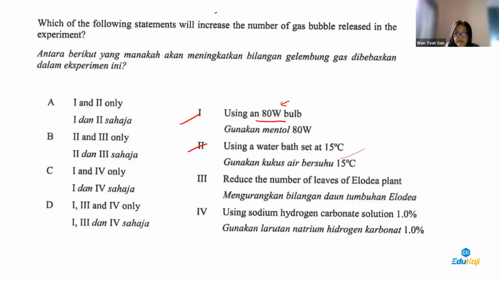To use a water bath that is set at 15 is not correct because you are reducing the temperature. So this factor actually reduces the rate of photosynthesis. Now we want to increase the rate of photosynthesis. So reduce the number of leaves? No, this will not help to increase photosynthesis. The fewer the leaves, the lower the rate of photosynthesis. Using sodium hydrogen carbonate at 1%, okay, this is correct because sodium hydrogen carbonate provides CO2. So if you increase the carbon dioxide, you are going to increase the rate of photosynthesis. So the answer is C.